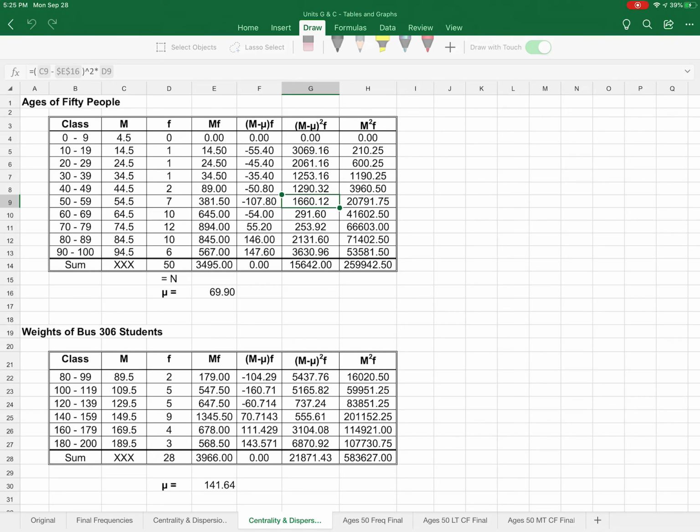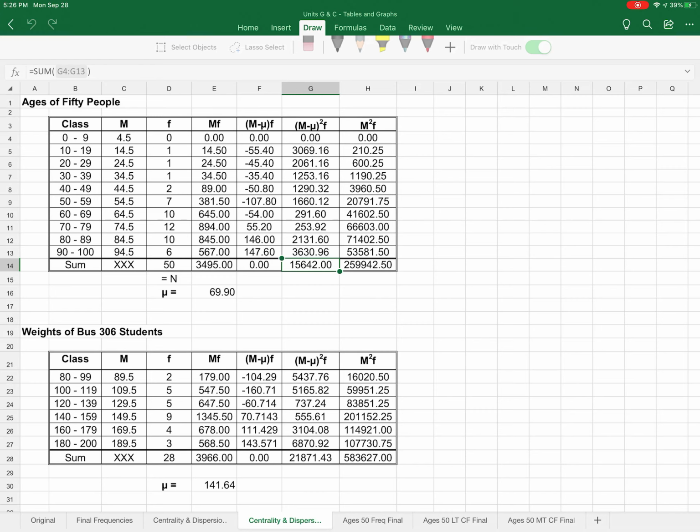So over here, what we do is we take the class mark, which is 50.5, minus the mean, which is 69.9, and then you square it. You take a look at the formula, you square it. And then you multiply by the frequency, which is 7. You don't square the frequency. You'll notice that the f is outside of the squared part. And so that's going to give you 1660.12. And you do that for each of the classes all the way down, and then you get this particular number here.